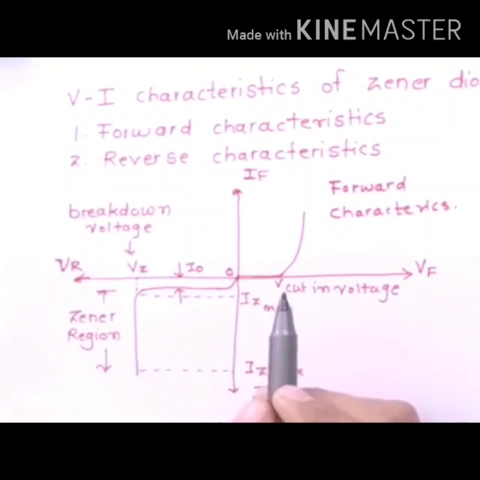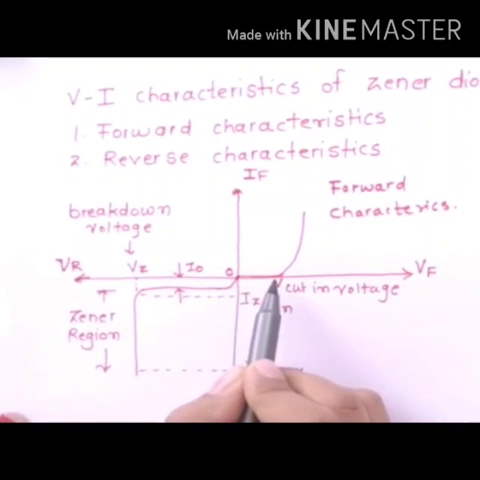In a Zener diode, when the reverse voltage increases to the breakdown voltage, the increase in current is very sharp. The voltage remains almost constant throughout the breakdown region.